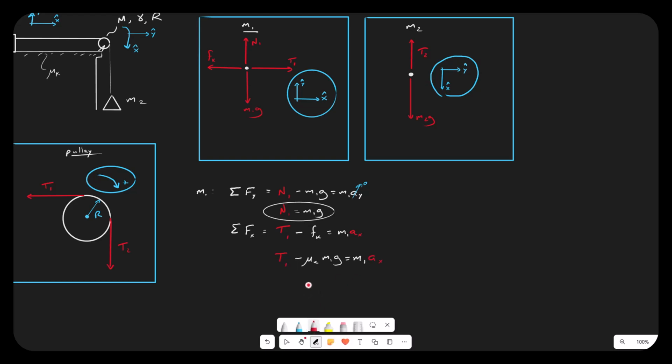I have two unknowns in there, so I have to keep going. Mass 2. Sum of forces. All I've got is an x direction to work with. I have an m2g minus T2 equals m2 ax, and those ax's, those are going to be the same as each other.